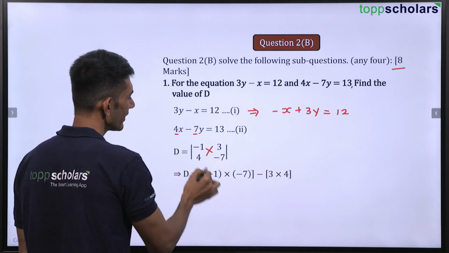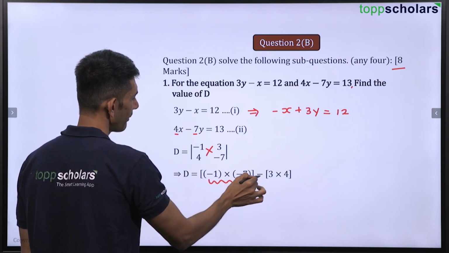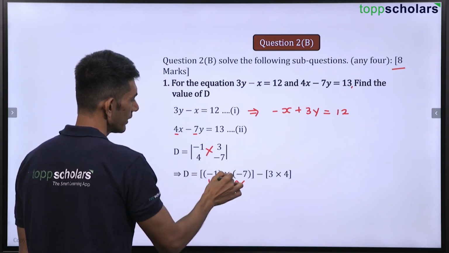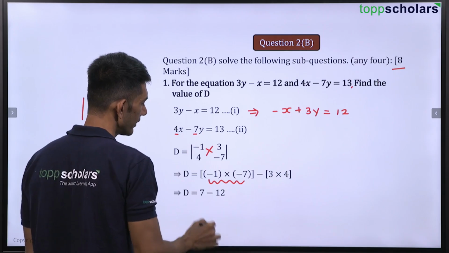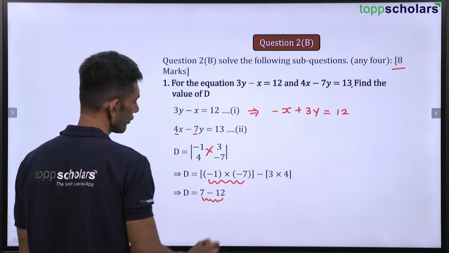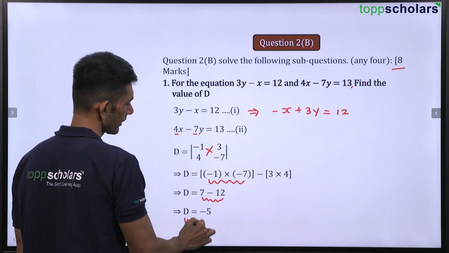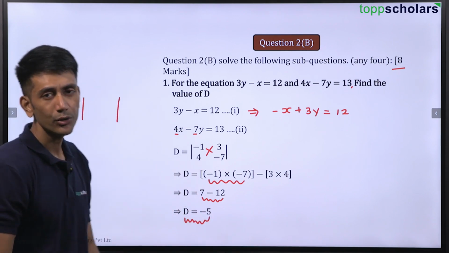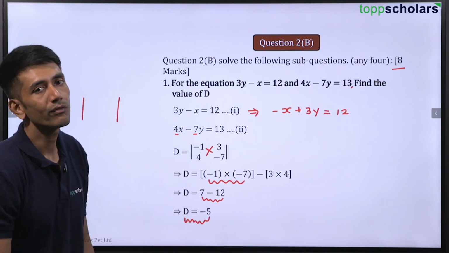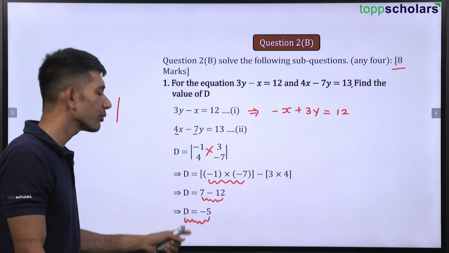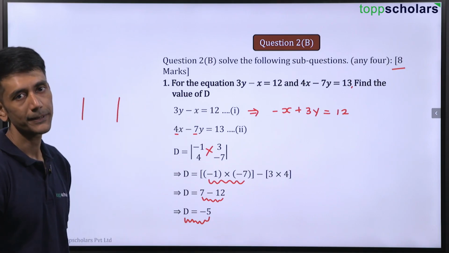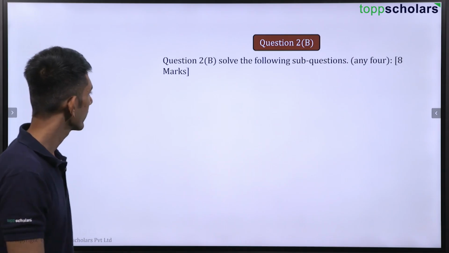You get minus 7 into minus 1 minus 3 into 4. That gives you 7 minus 12, and 7 minus 12 is minus 5. That's it. They told you to find out only the value of d. So the value of d is going to be minus 5. I hope this is clear. Correct?